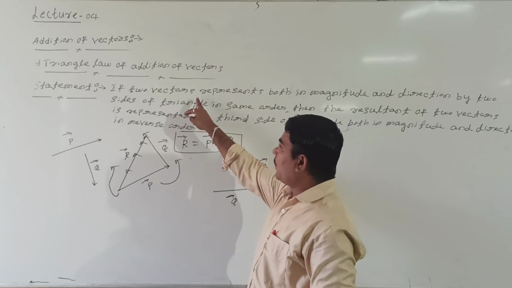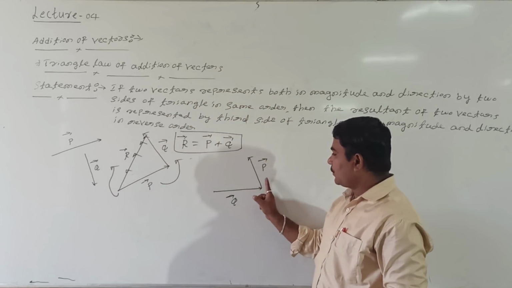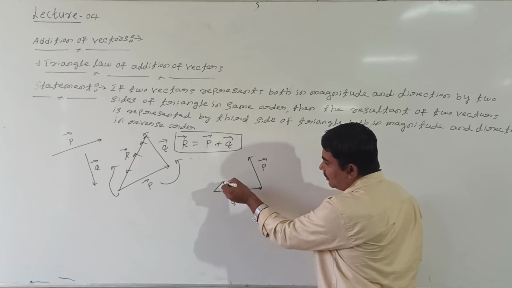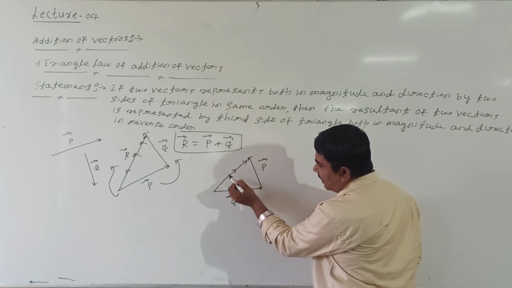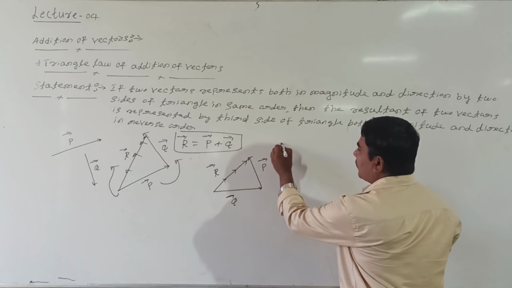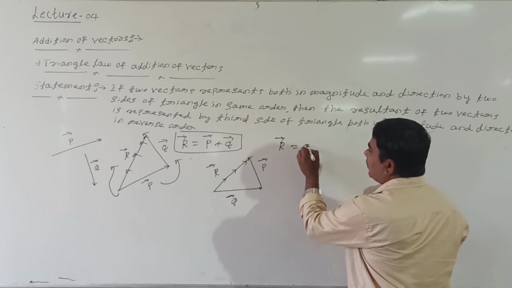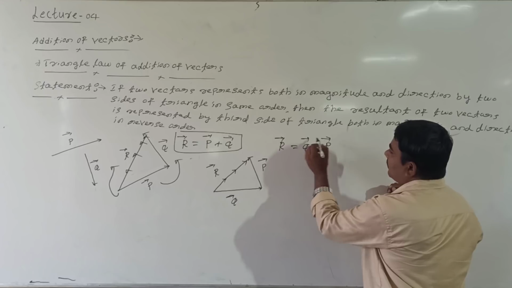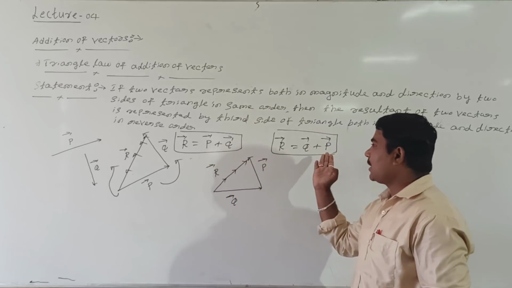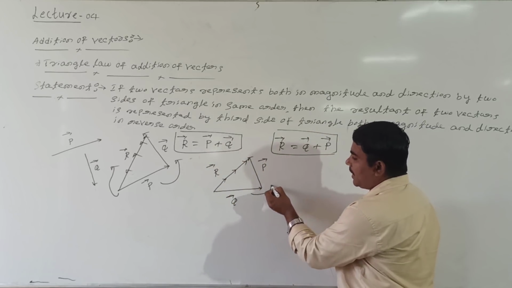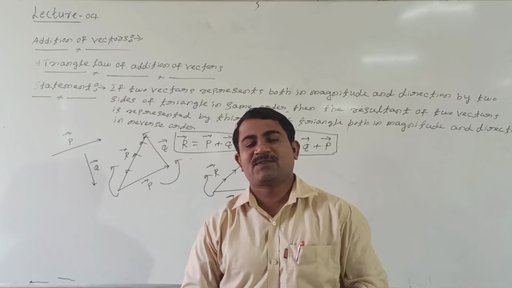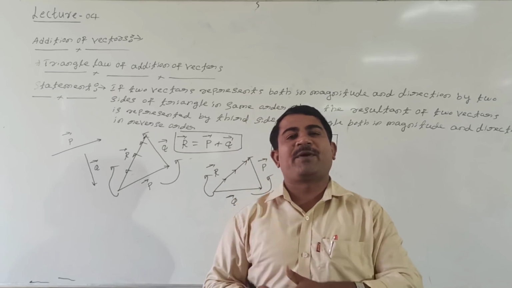Then what is the statement? Two vectors represent both magnitude and direction by two sides of a triangle in the same order. Then the resultant is represented by the third side of the triangle in opposite order. This is equal to R. Again, how to write R? R equals Q plus P. Both are the same: R equals P plus Q and R equals Q plus P. Q and P are in the anti-clockwise direction. What about R? R goes in the clockwise direction. Are you following, students? So this is the triangle law of addition of vectors.